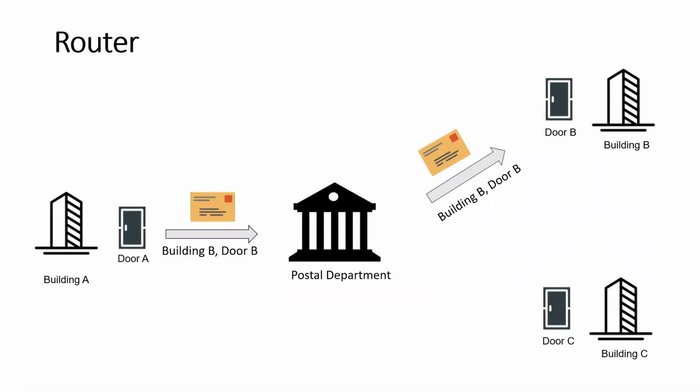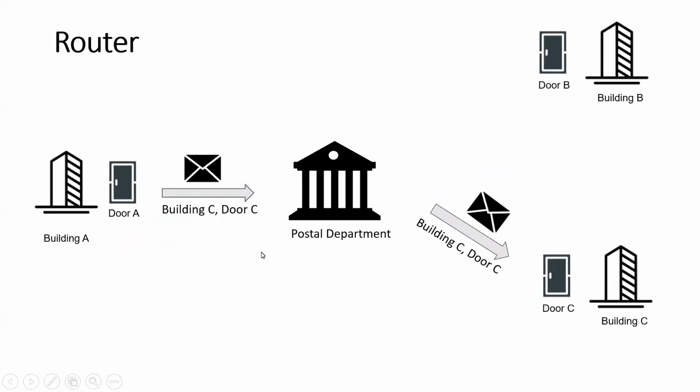Router. Let us take our building analogy. I'm staying in building A, door A. In this example, I'm sending a letter to my friend staying in building B, door B. My letter goes to the postal department, who, based on the destination written on the envelope, deliver the letter to my friend in building B. Similarly, if I try to send a letter to my friend who stays in building C, door C, the postal department will look at the destination address on the envelope and route the letter towards the correct destination, which is building C, door C.